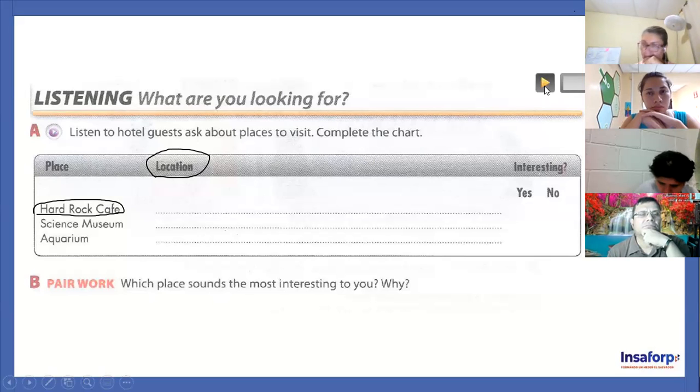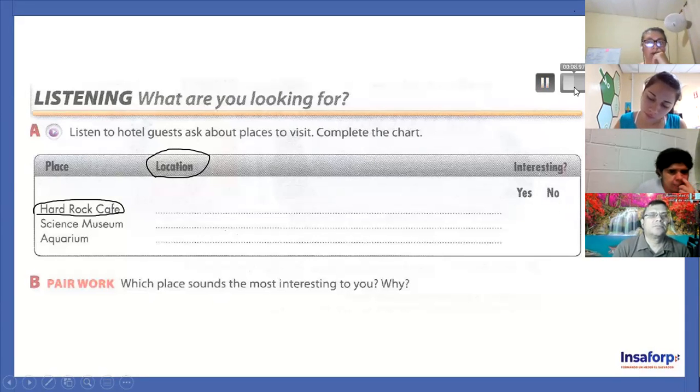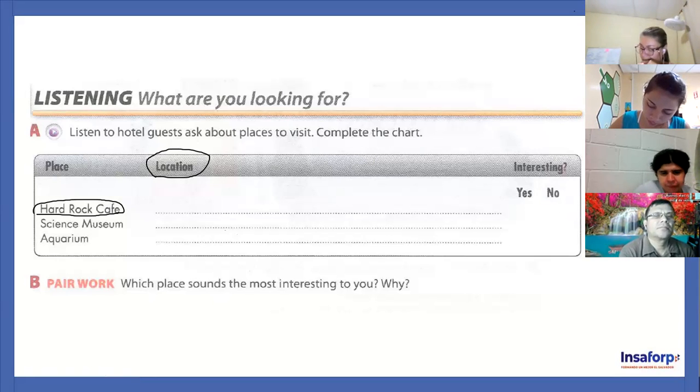Okay, let's listen one more time and then you help me with the answers. Remember to identify whether they are interested or not. Listen to hotel guests ask about places to visit. Complete the chart.